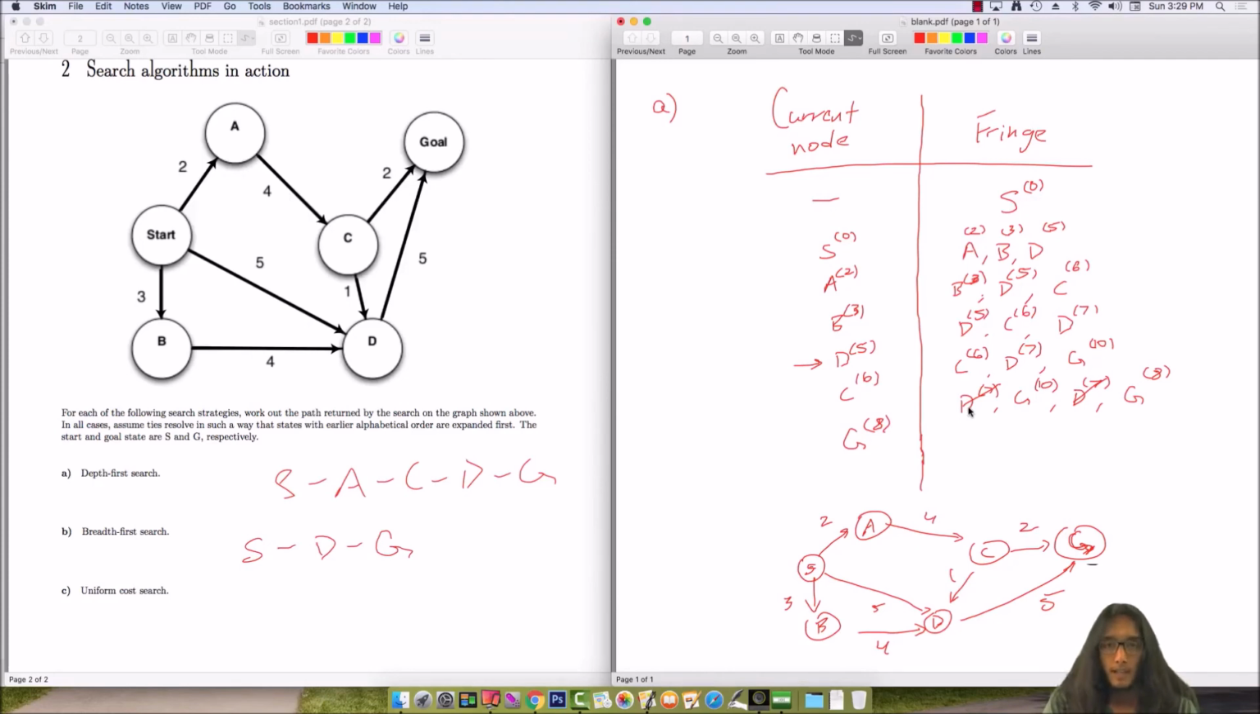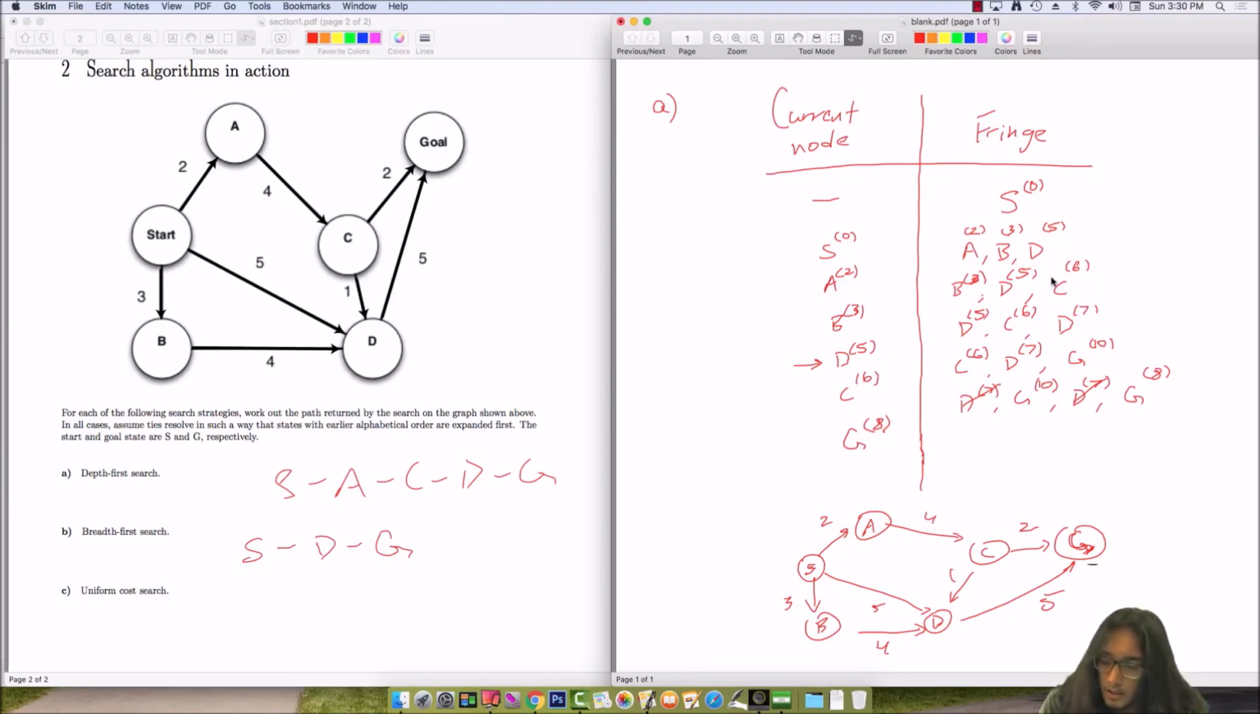So it chooses G. And at this point, the algorithm has completed because we see a goal state in the current node column, right? So the algorithm is done. Now we just have to retrace our steps and find what is the path that resulted in us visiting this G. And we get that by noticing, here we have the G. When was this G added to the fringe? It was added in this row, right? Which means it came from this C.